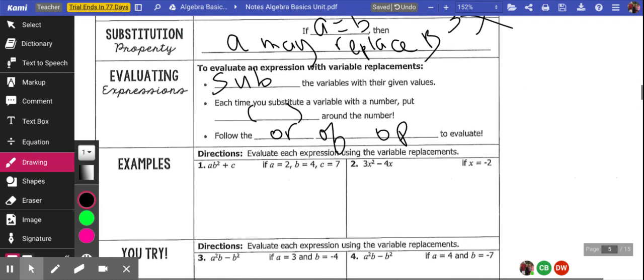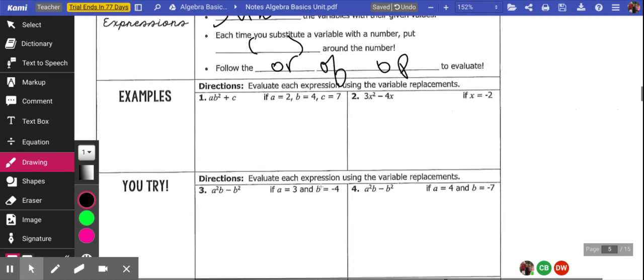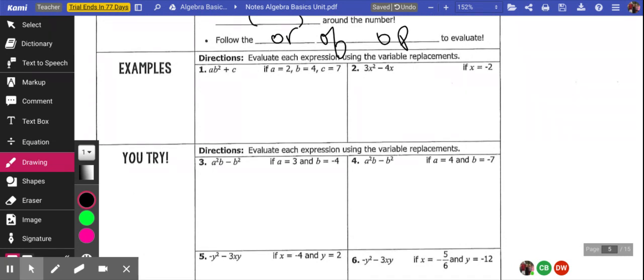All right, here's an example. Here's an expression, a b squared plus c. They're telling us a is 2, b is 4, and c is 7. It's pretty easy when the numbers are not negative. Again, don't use a calculator because you will not be able to use one on the test. You don't have to write them out, but it's a good habit when they get more difficult. On a test, if you can't show where you went wrong, you can't get any credit.